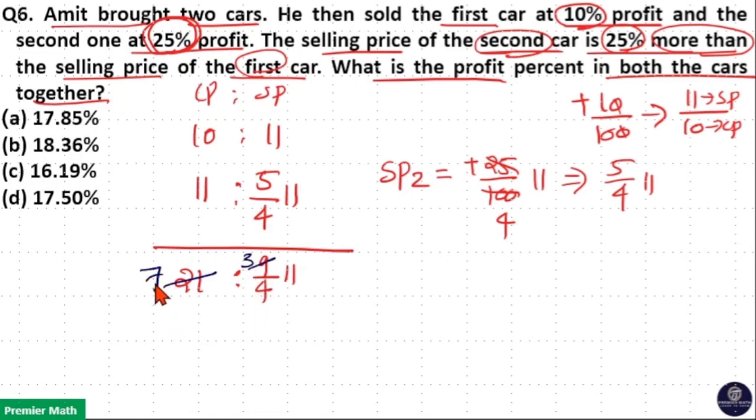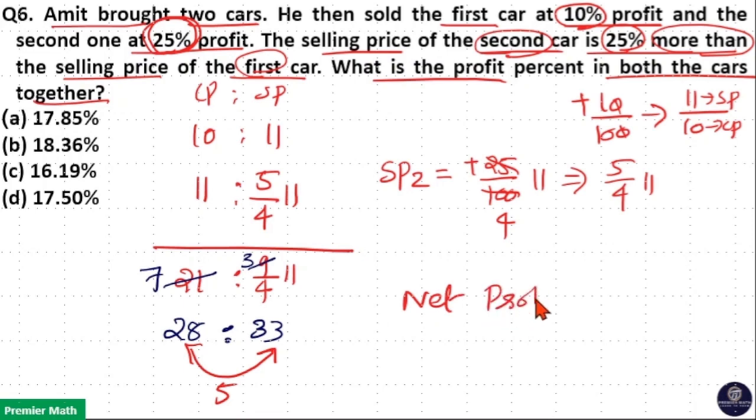So, 7 is to 3 by 4, 11. 4 will come here, that is 28 is to 33 is the ratio. If you take the difference, here the difference between total cost price and sell price is 5 part. So, net profit is equal to sell price minus cost price, which is equal to 5 part. Total cost price is equal to 28 part into 100.